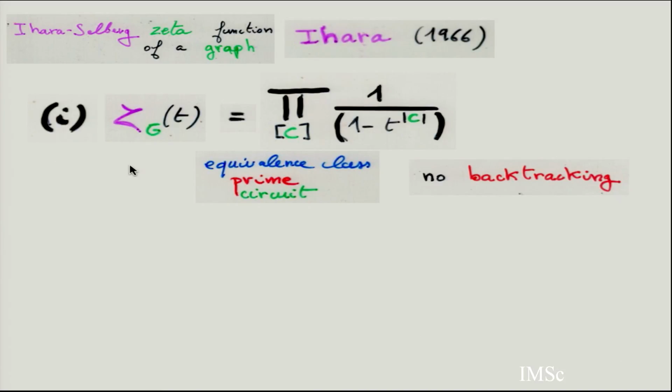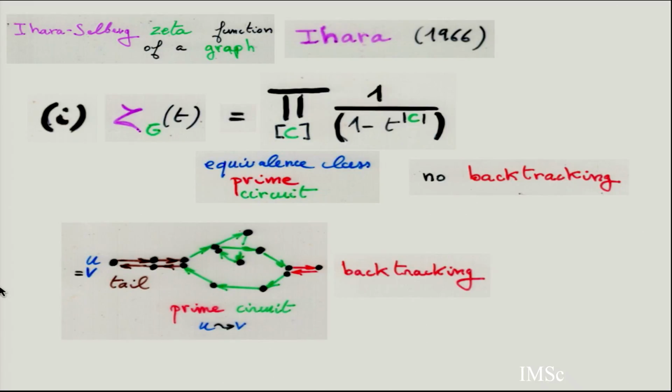So what does no backtracking mean? If you have a circuit, not an equivalence class, but take a circuit starting at U and ending at V equal to U. So here is a circuit, you see. I have some part in brown, some part in green, and here I have some part in red. So this is a backtracking. Backtracking in the path means you are at vertex I, you go to vertex J, and immediately after you go back to vertex I.